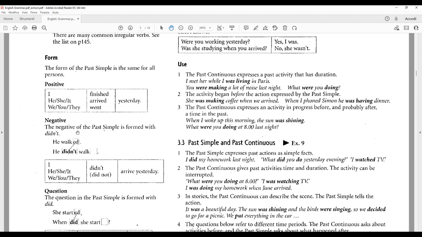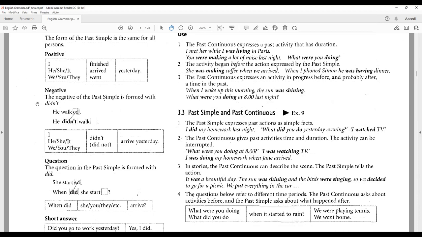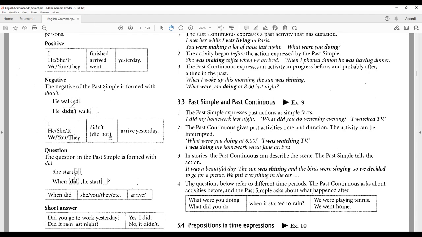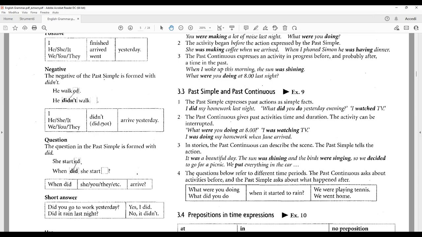In the negative form, the negative of past simple is formed with didn't. Ok? He walked. Ok? Lui camminava. He didn't walk. Quindi alla forma negativa il did si mette prima del verbo, ma la si trascrive con il didn't, o meglio did not, he didn't walk, per esempio, o did not, nella forma completa, did not, abbreviato didn't. I didn't arrive yesterday, io non sono arrivato ieri.